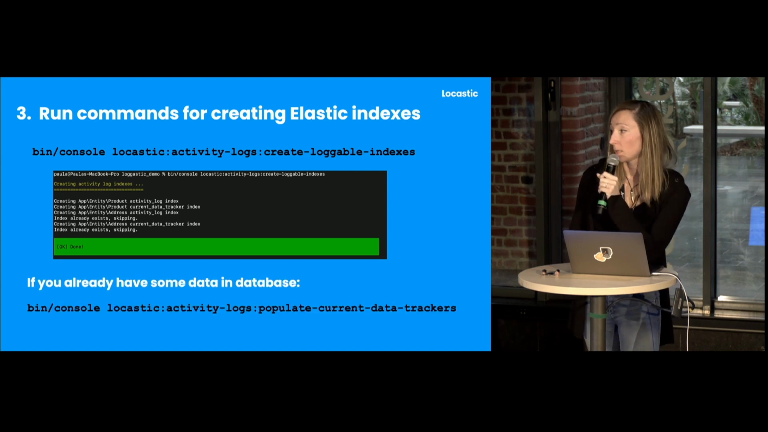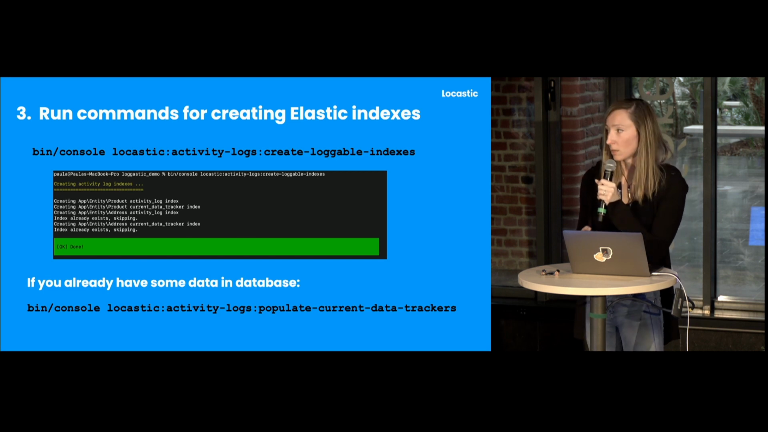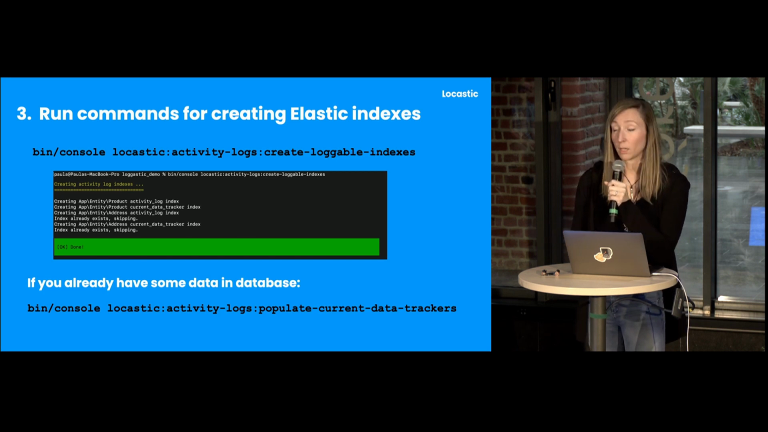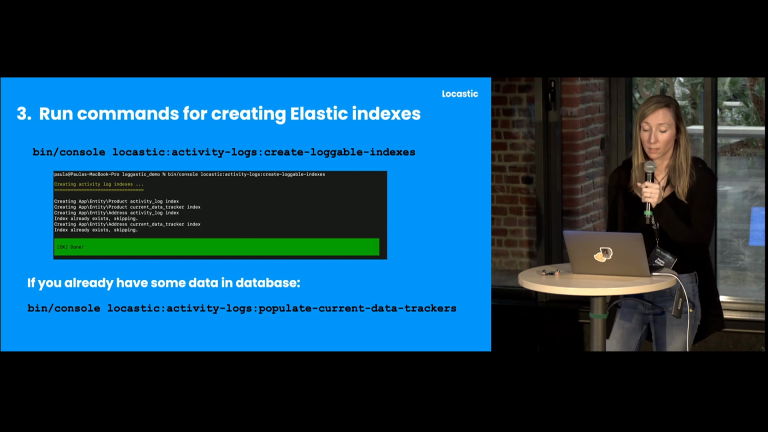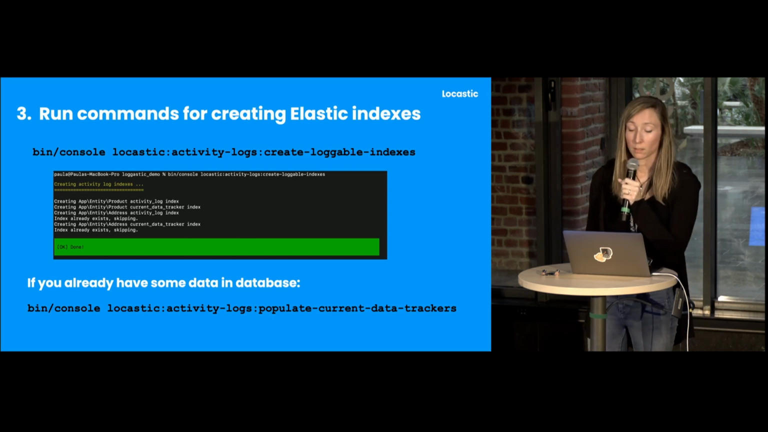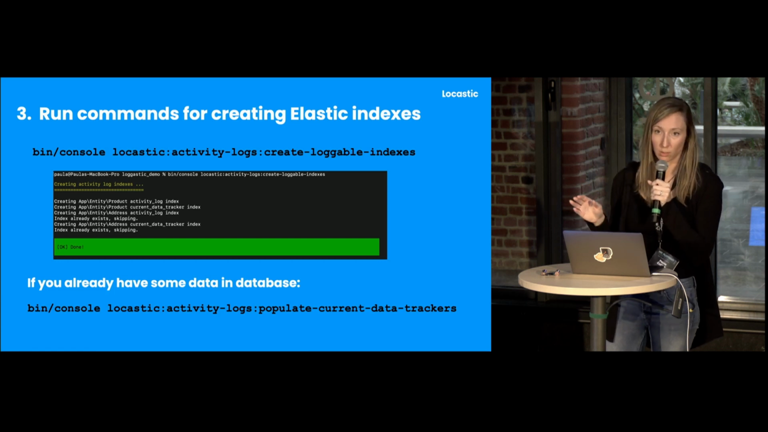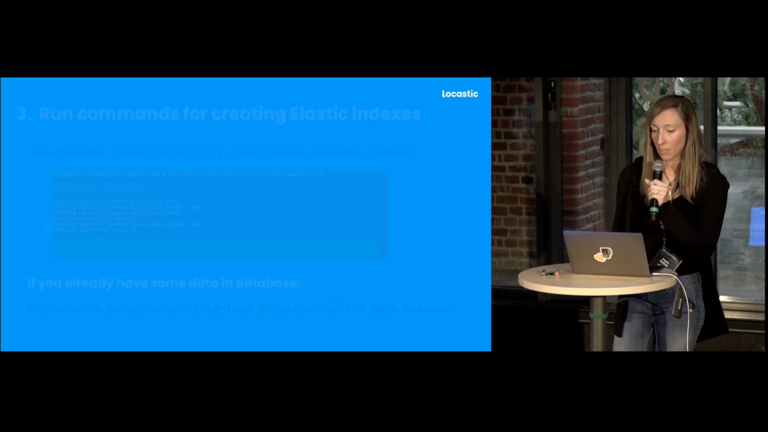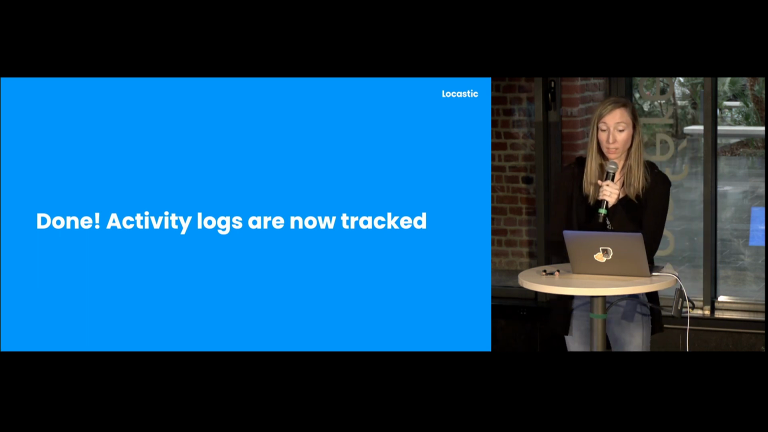And additionally, maybe you already have some data in a database. It's not a fresh project. So you will need to populate those current data trackers so that you immediately have everything you need for creating activity logs. So this is the command, populate current data trackers. It will ask you when you run it, for which entity do you want to populate? You can choose one or you can just choose everything. And that's it. So now our activity logs are tracked.